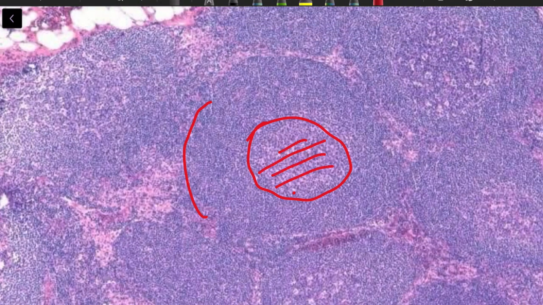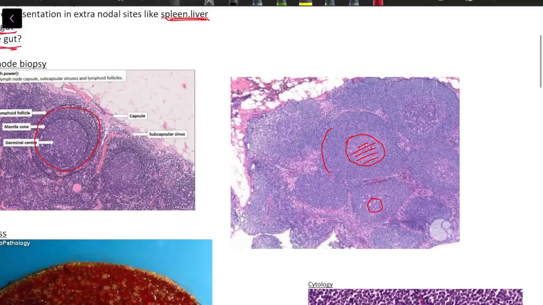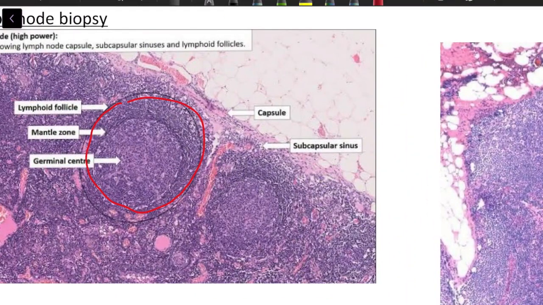This follicular zone is very small. See, it is so small. Here it is not even present. It has vanished. So that is what is happening here. Normal mantle B cells are involved in the differentiation to centroblasts, and then these centroblasts become centrocytes.